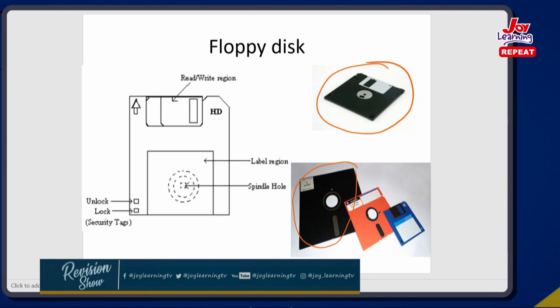As I've mentioned, when you look at the diagram on our left, we have a well-labeled diagram where we have this part called the read-write. The topmost part where I'm circling is called the read-write. Then we have our label here. This is where we used to write the title or the name of the document on the floppy disk. Then we have a circular object in the middle, which is called the spindle hole. Then we have a particular knob to our left where we lock or unlock our floppy disk. When it is locked, you cannot put data on it or take data out. But when it's open, you can then put data on it.